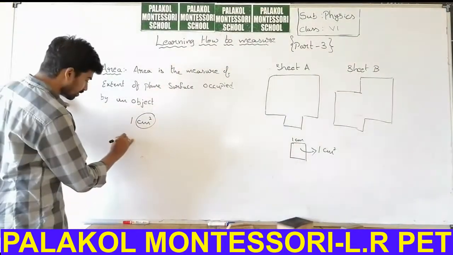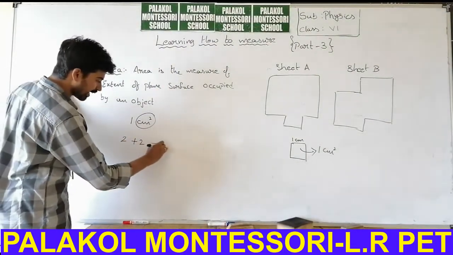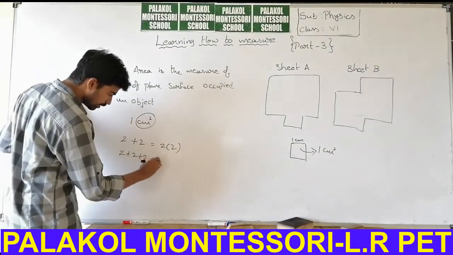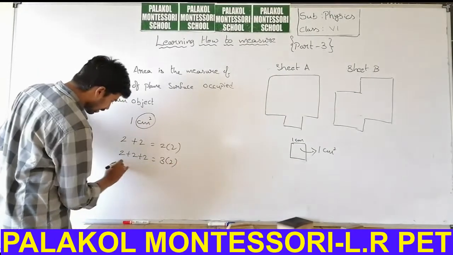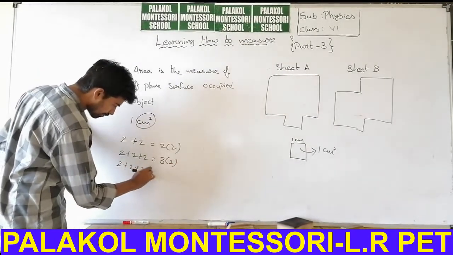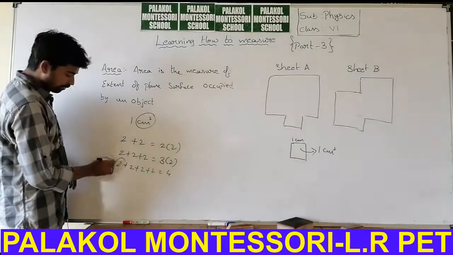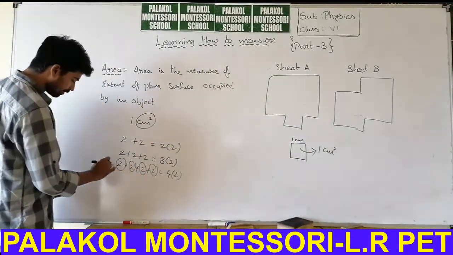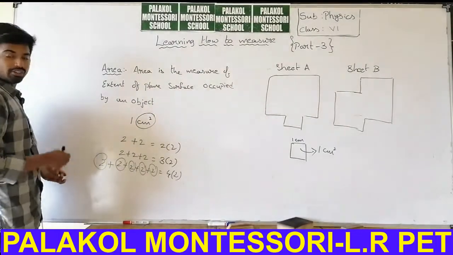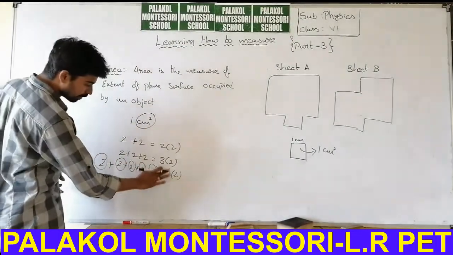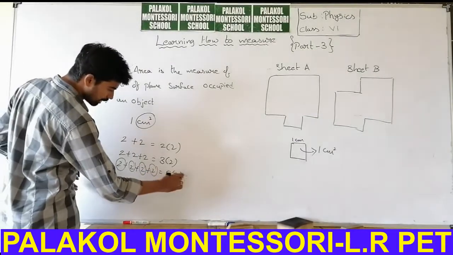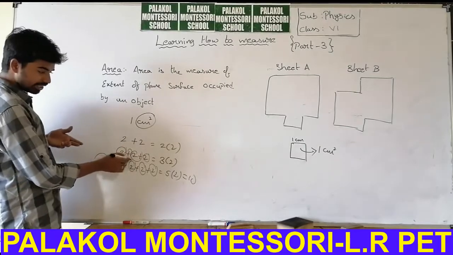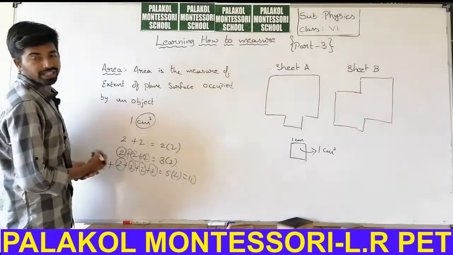For example, 2 plus 2 you can write as 2 into 2. 2 plus 2 plus 2 is equal to 3 into 2. 2 plus 2 plus 2 plus 2, how many 2's are there? 1, 2, 3, 4. So 4 into 2. If another 2 is also there, how many 2's are there? 5. So 5 into 2, the summation, is equal to 10. Here 3 2's are there. So if there is a summation, you write 3 beside it.